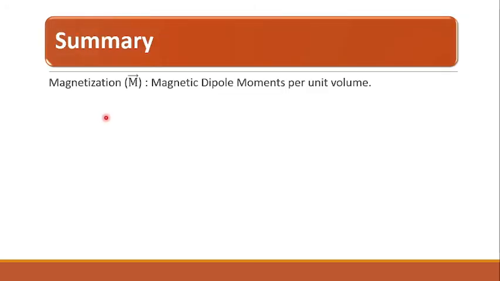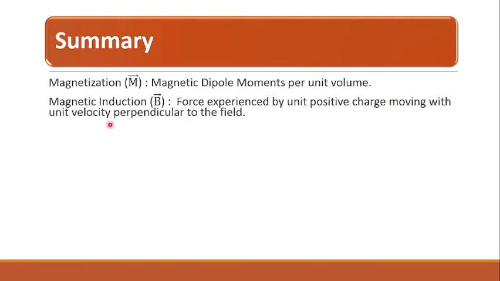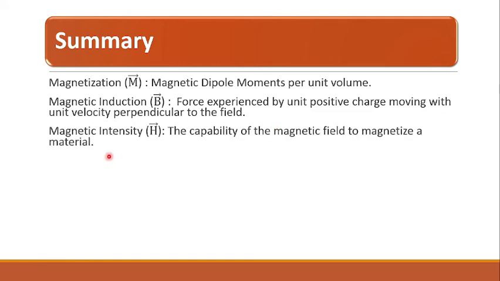So in summary, we have studied the magnetization, which is denoted by M vector. It is the magnetic dipole moment per unit volume. We have also studied the magnetic induction B vector, which is the force experienced by the unit positive charge moving with unit velocity perpendicular to the field. We have also studied the magnetic intensity H vector. It is the capability of the magnetic field to magnetize a material.